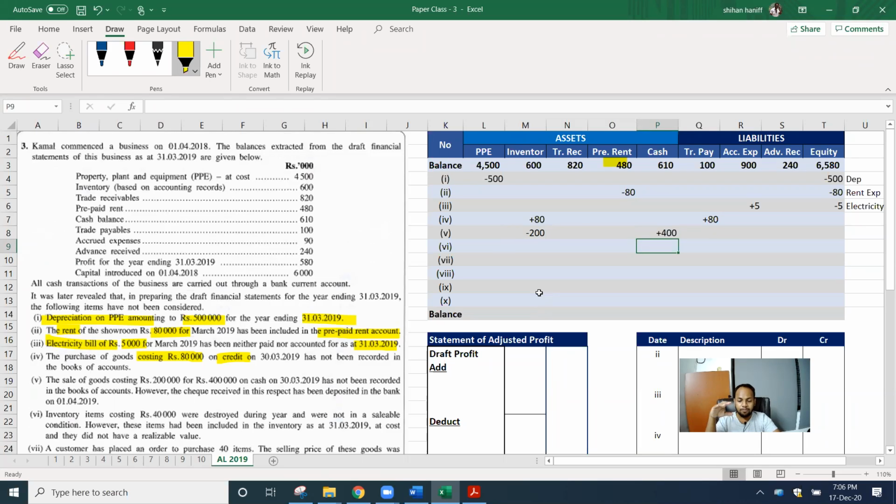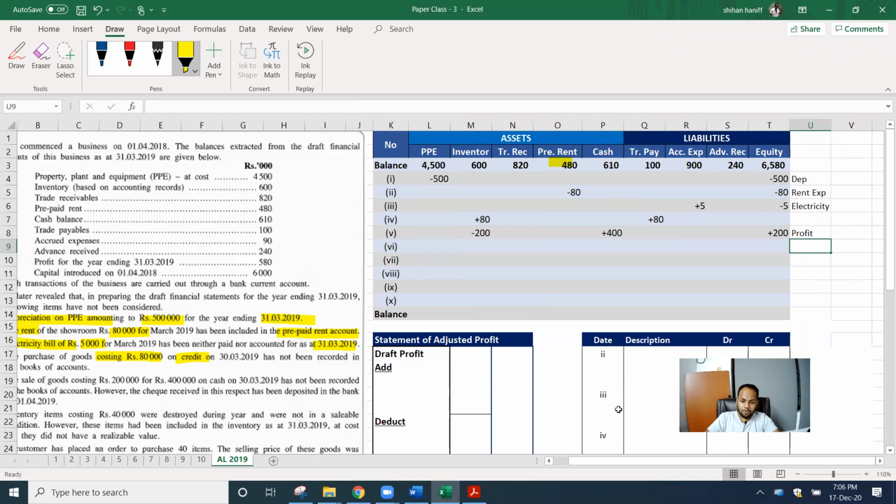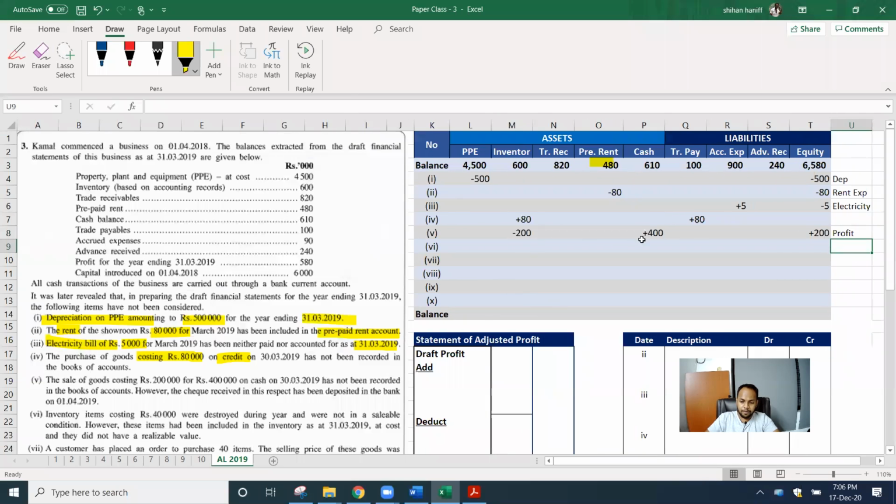It was not recorded. We are recording the entry. Then the profit is 200. Profit will increase the equity. Like 200,000 worth of stock sold for 400.